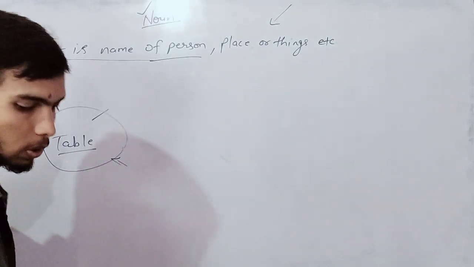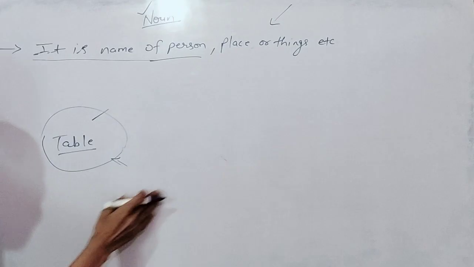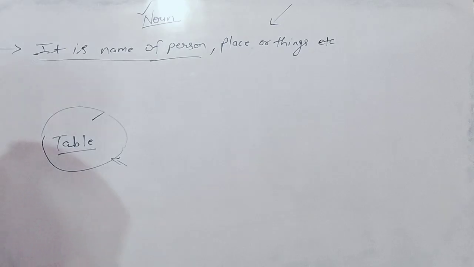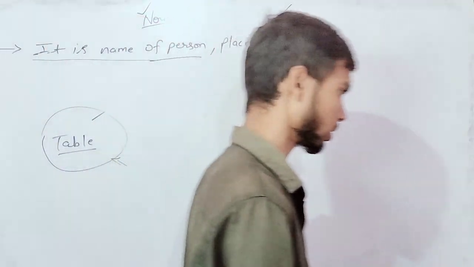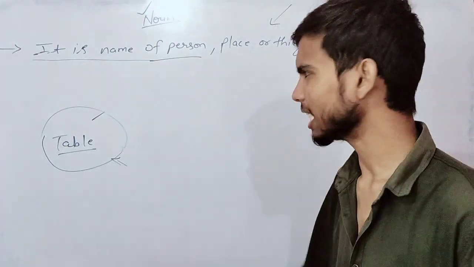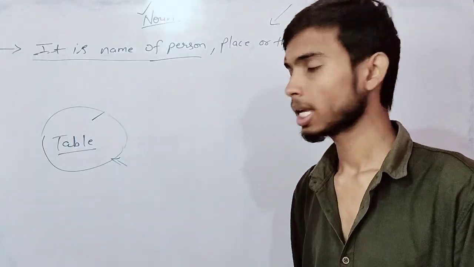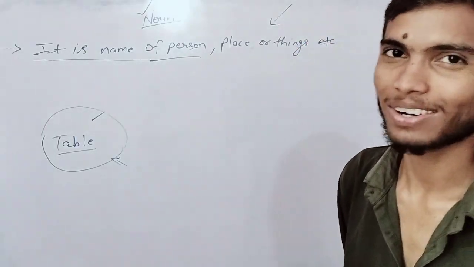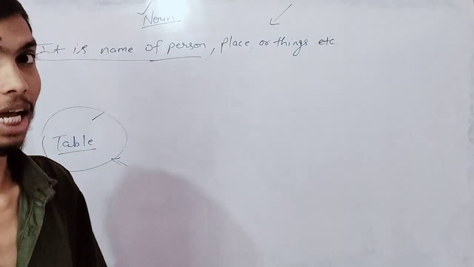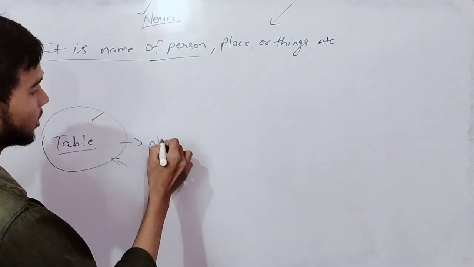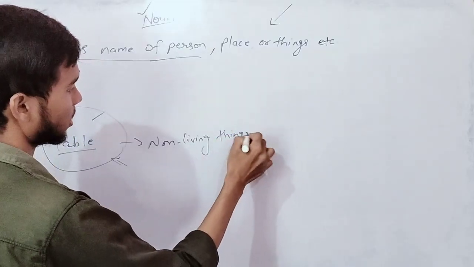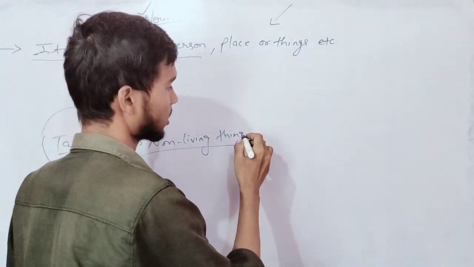Clear? Now here, look at it. It is a table. Table is a word. Name of this word, noun. Can you tell me, is a table a person? No, of course not. It is not a living thing. Is it a non-living thing? Yes. Answer would be yes. It is a non-living thing.